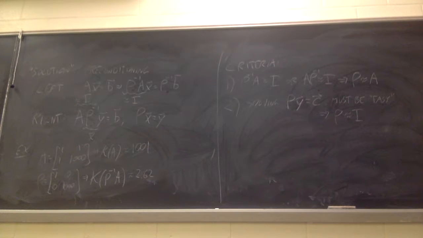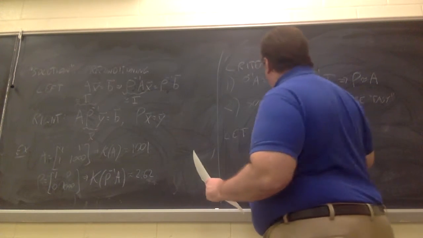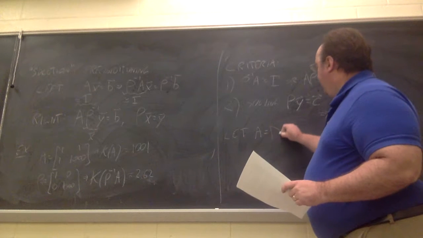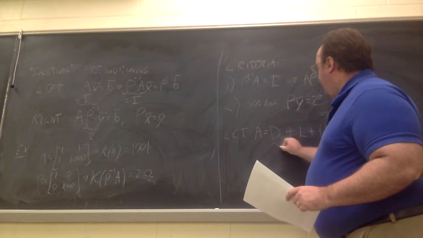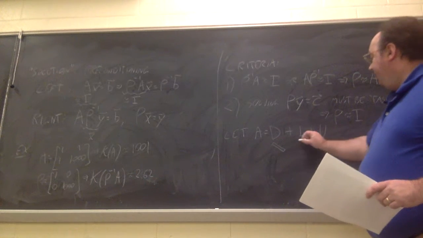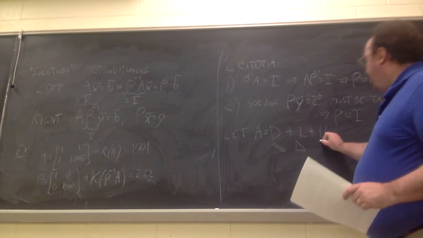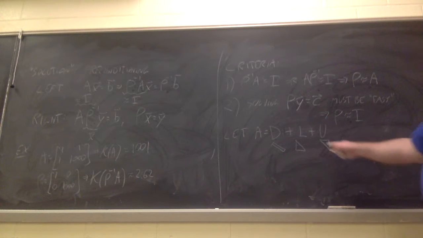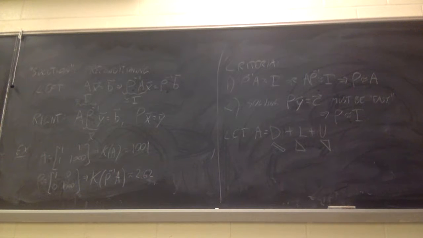So, some examples of preconditioners. If I break down A as a sum, D plus L plus U, where D consists of the diagonal of A, L is the lower triangular part, and U is the upper triangular part. Now these do not include the diagonal, because the diagonal is over here.